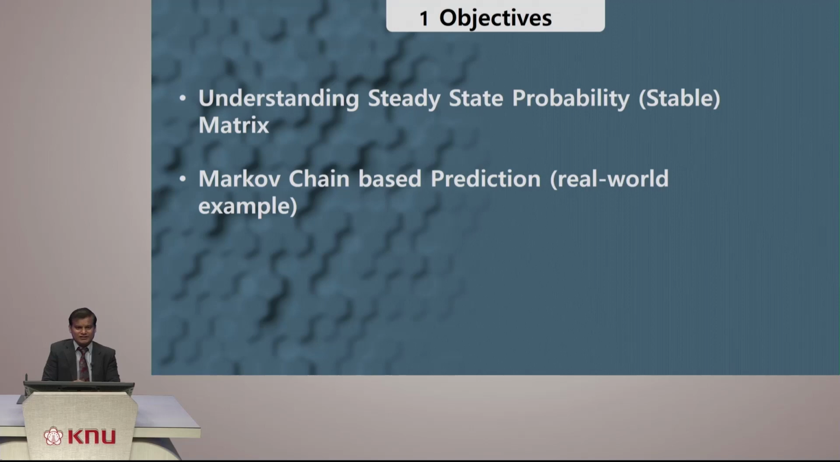So here is going to be the contents of today's discussion: understanding the steady state probability with stable matrix. In other words, how do we know that we reached a steady state or stability? In other words, we call this term the stable matrix. When do we know that we have reached that equilibrium? And we are going to look at Markov chain based predictions in real time. So those are the two basic objectives for today's lecture.